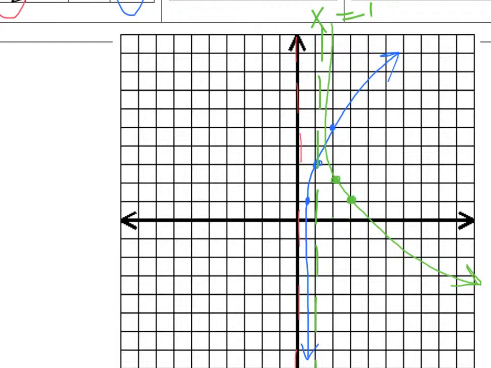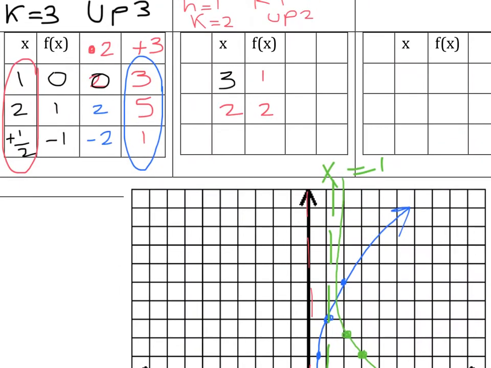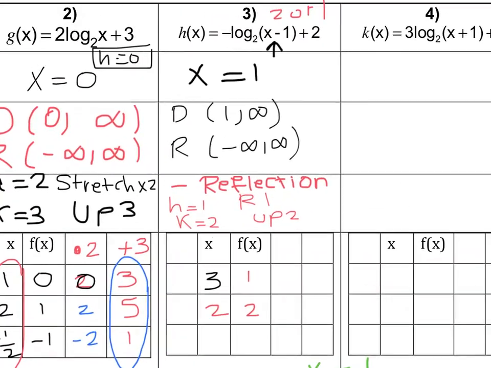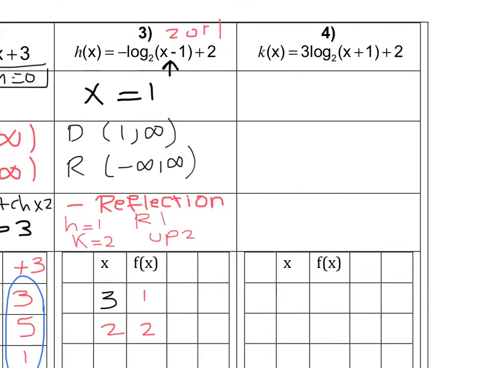And the range also goes on forever downward and forever upward. So my range is going to be from negative infinity to plus infinity. So that's it for number 3. Please go ahead, pause the video, and try number 4.